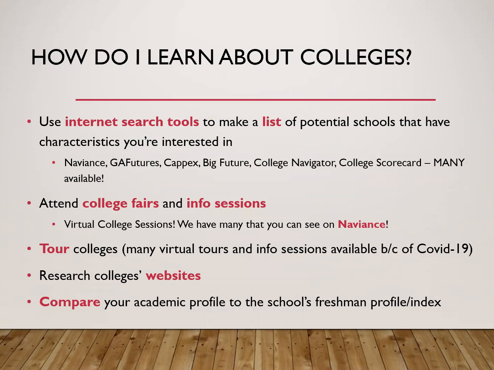All right, so how do you learn about colleges? There are a lot of internet tools you can use, Naviance being one of them. Naviance is a fantastic program that you can use to search for colleges. There's CAPEX, there's Big Future, there's College Navigator, College Scorecard. There are a lot of them available.